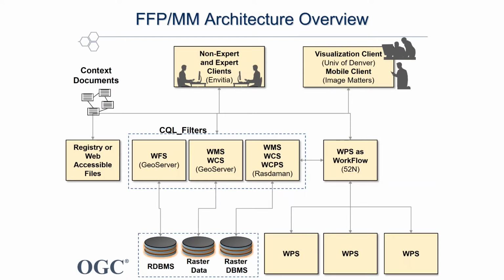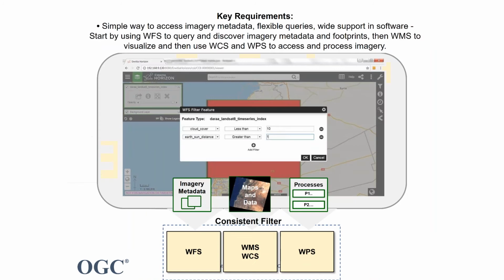These four types of users are shown at the top of the architecture: non-expert and expert clients, visualization clients, and mobile clients. These clients will be accessing a variety of OGC services. A key element of Fit for Purpose is developing and testing a simple way to access imagery metadata, create flexible queries, and developing something that has wide support in software. To do this, we started by using web feature services to query and discover imagery metadata and footprints, and then visualize that data and process it with other OGC services like web map servers and processing servers.